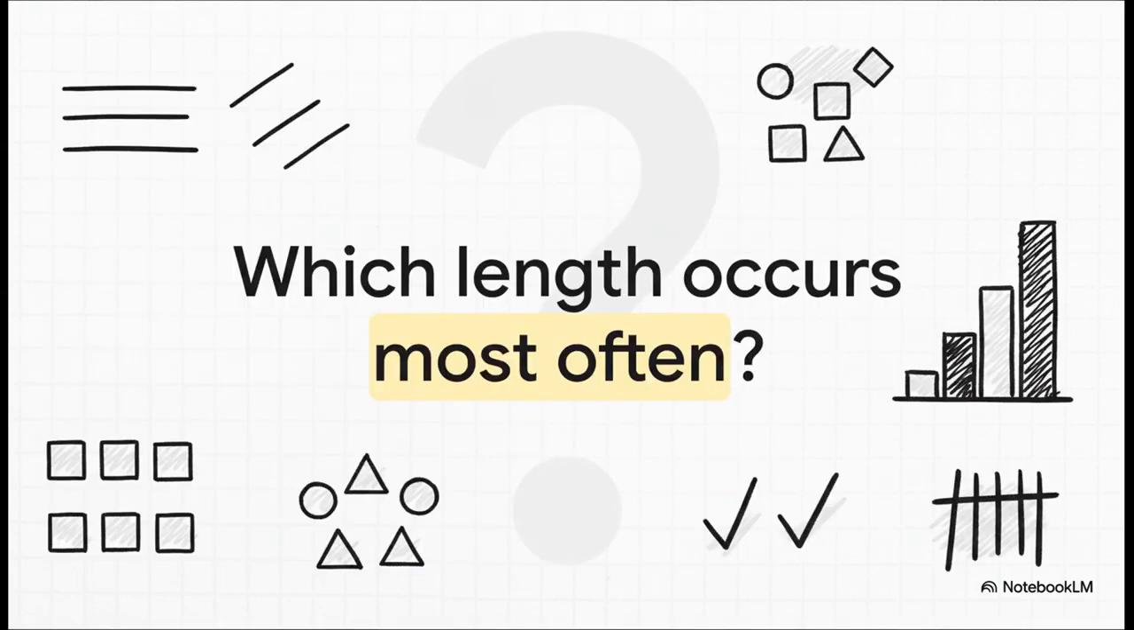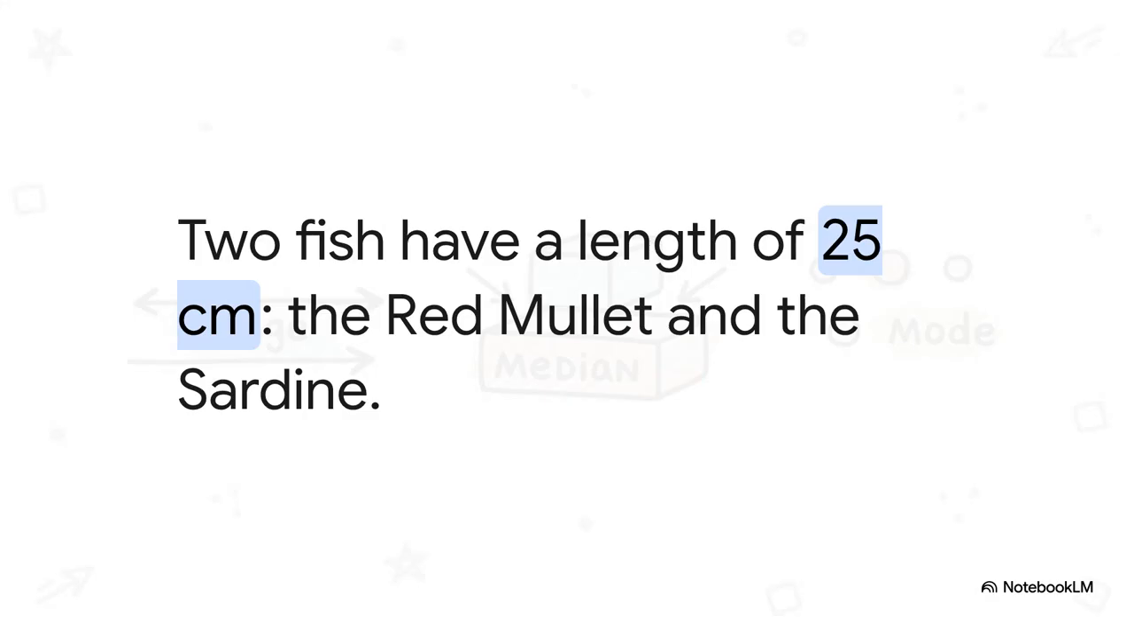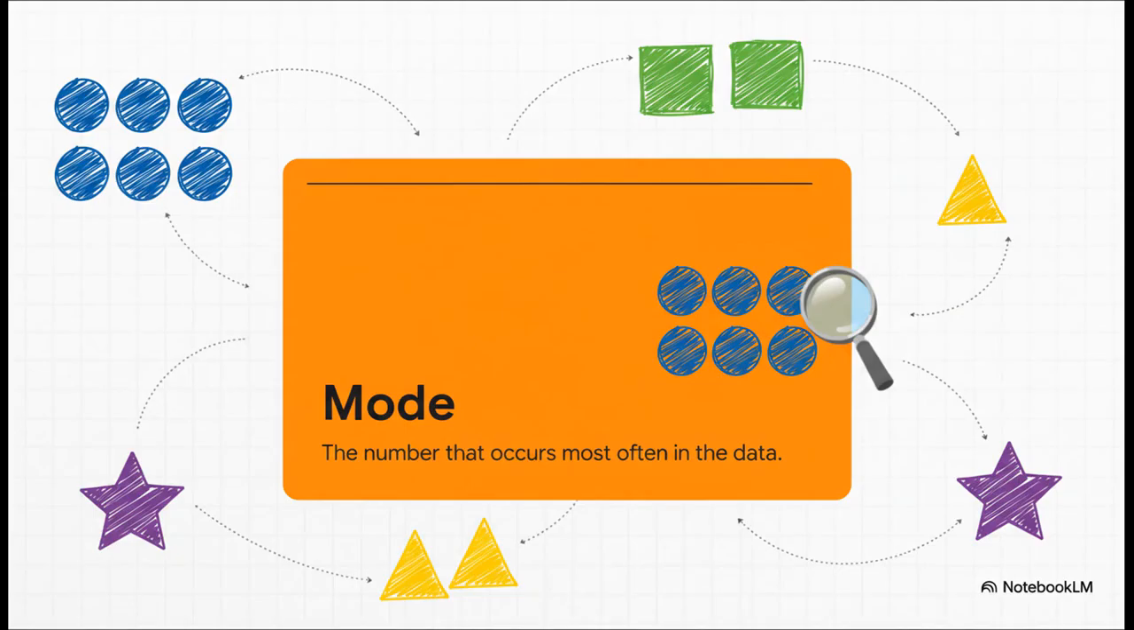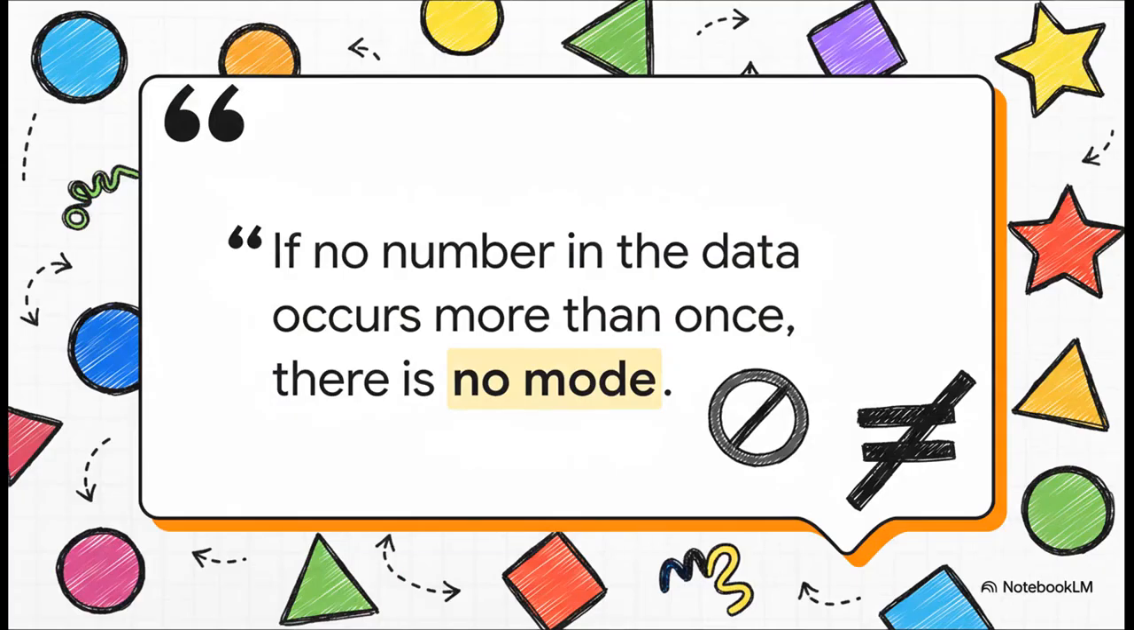All right, next up, do you see any numbers that show up more than others in our lineup? Yep, the number 25 pops up twice. Nothing else repeats though, just that one. And just like that, you found the mode. It's simply the number that appears most often. Here's a quick tip though. If no number ever repeats, then you just don't have a mode.